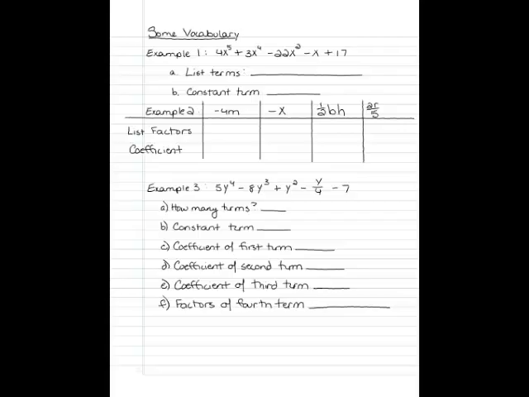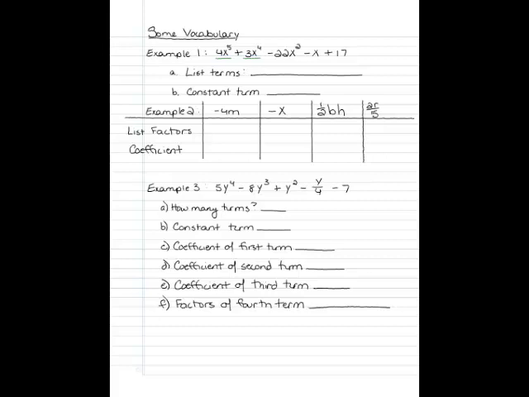In this section, we will be discussing some vocabulary related to algebraic expressions, beginning with terms. Now, terms are parts of an algebraic expression separated by addition or subtraction symbols. So in example 1, looking through this, our first term would be 4x to the 5th, plus our second term, 3x to the 4th. Now next we have minus 22x squared.